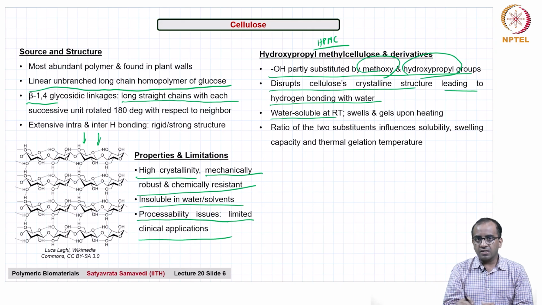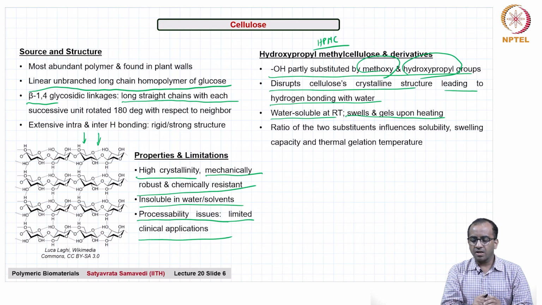Now, HPMC is also interesting for another reason. It undergoes thermal gelation, where if you heat it beyond a certain temperature, it swells and gels upon heating, and this is a reversible process. These are physical crosslinks that occur. So, the fact that it is reversible should immediately indicate to you that there are not permanent covalent bonds that are being formed, but physical crosslinks that can be reversed upon cooling. And the ratio of these substituents, methoxy and hydroxypropyl, directly influence the solubility, swelling and thermal gelation temperature.